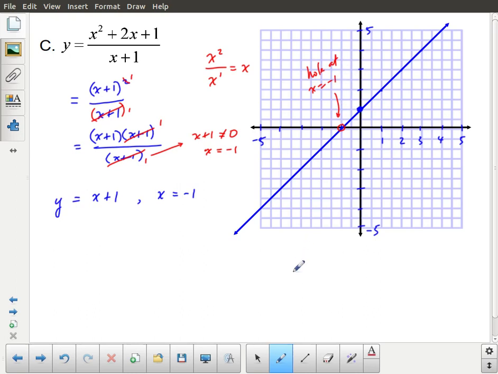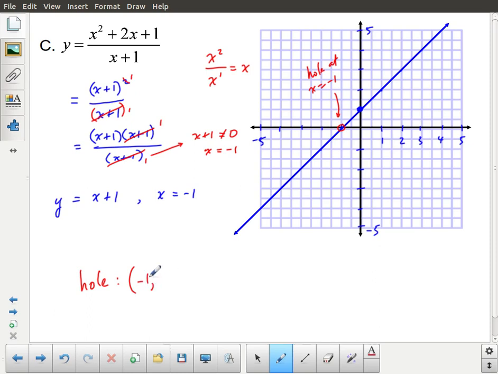Now sometimes you might also be asked for the coordinates of the hole. And if you're asked for the coordinates of the hole, then you're going to give both the x coordinate and the y coordinate of the hole. Now you might say, well, hold on, I'm not allowed to have a y value there, it's undefined. And that's true for this original graph.